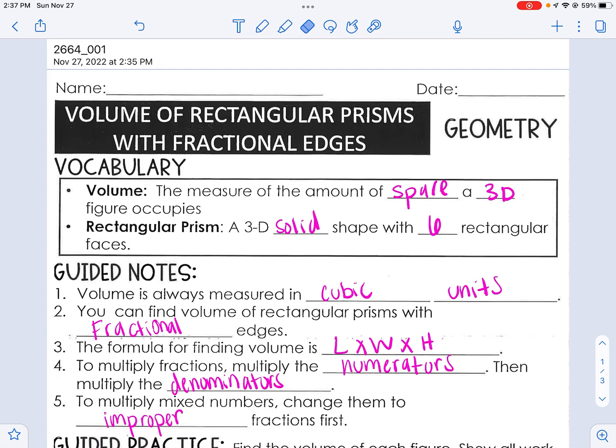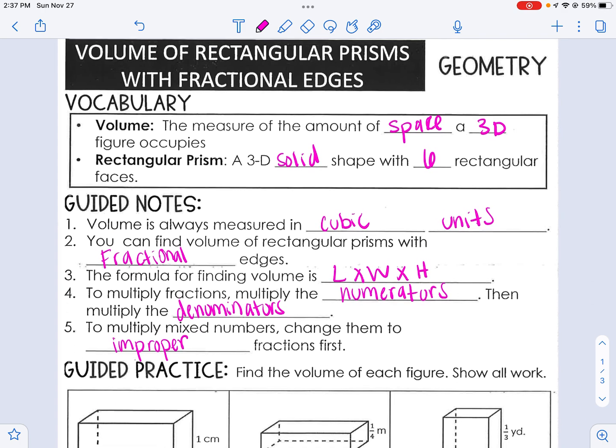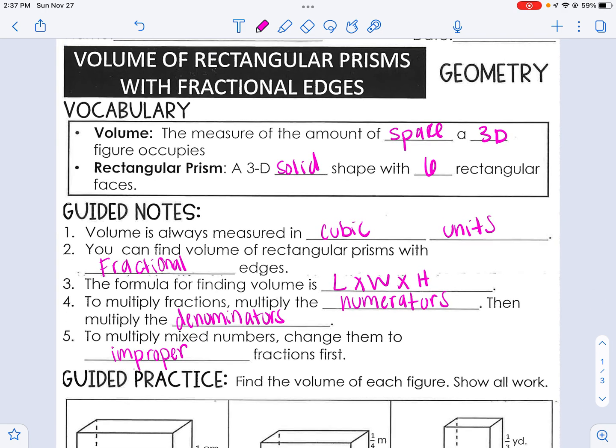These are directions on how to do your volume with fractional edges center. I already have the notes filled in here. So what you're going to need to do is pause and take a picture of this so that you can fill in the notes.